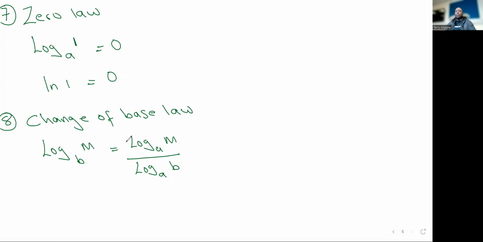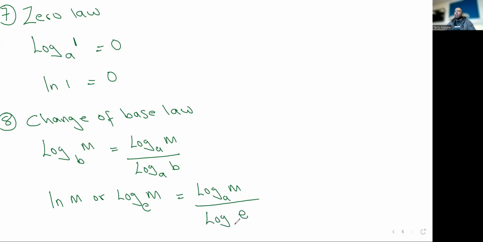All right. So the same thing, let's pick another one. If you have ln m, remember that ln m is the same thing as saying log m to base e. And you want to change this to base a, it is going to be equal to log m base a divided by log e base a. So you have to change it this way. And that is that for that. Number 9.